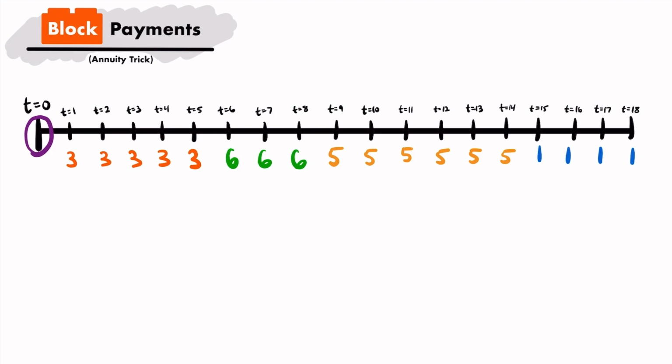And what I would do is start with the first 5 payments of $3, using annuity notation. If you're not familiar with that, be sure to check out my video on the present value of annuities that you can find in my financial mathematics series.